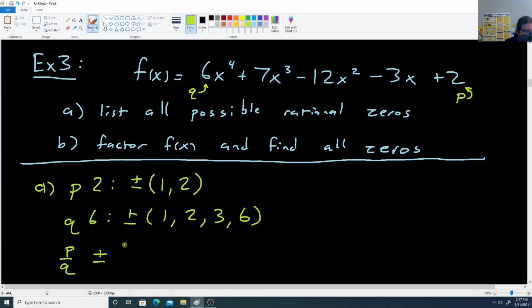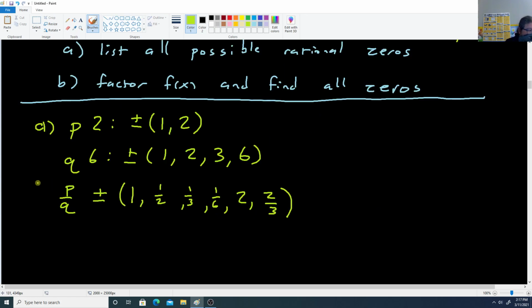So this will be plus or minus 1 over 1 is 1, 1 over 2 is a half, 1 over 3 is a third, 1 over 6 is a sixth. Then we'll have 2 over 1 is 2, 2 over 2 is 1, 2 over 3 is 2 thirds, 2 over 6 is really 1 third. So this right here is our list of all possible rational zeros.